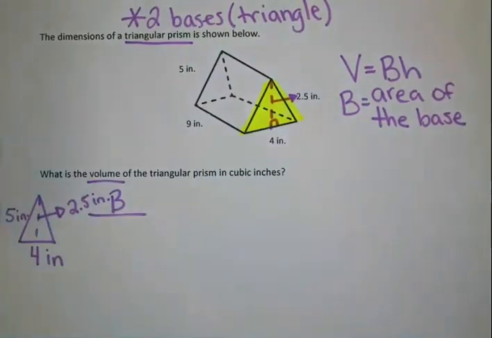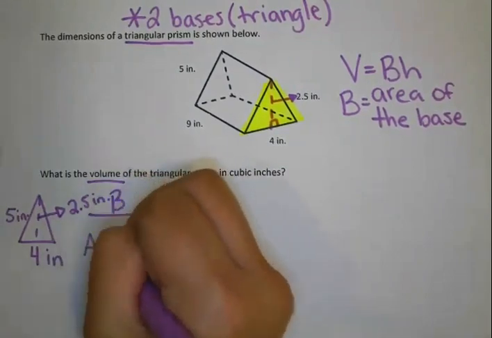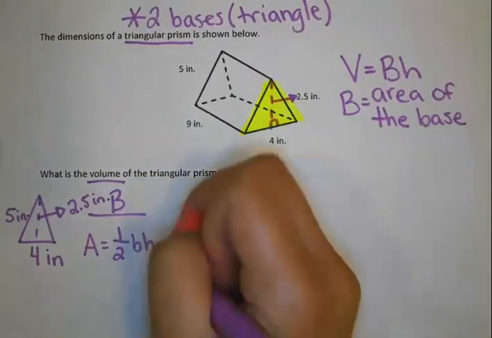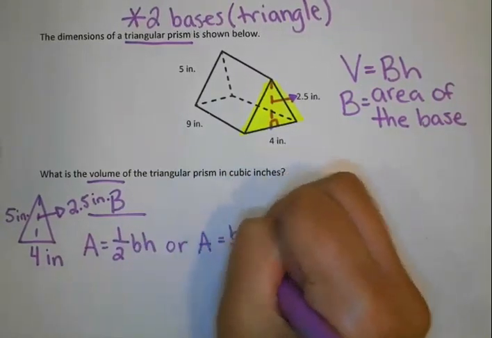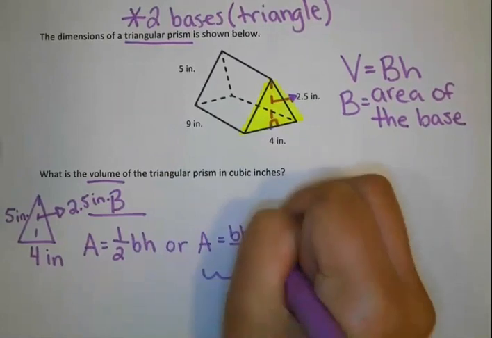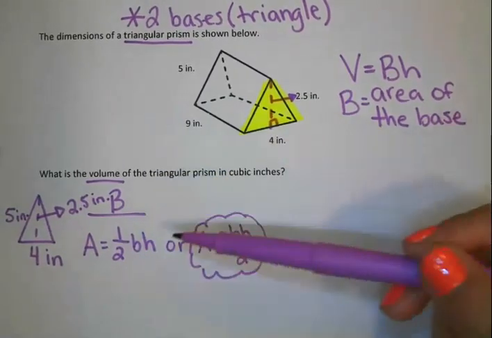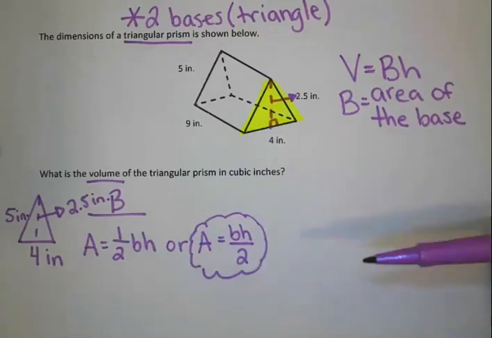The area formula for a triangle is area equals 1/2 base times height, which is given to you on your formula chart. But I'm going to be using area equals base times height divided by 2. Both of these formulas are the same thing, except for one you are multiplying by 1/2, and for the other you're dividing by 2. I'm going to go ahead and use the one where you're dividing by 2.